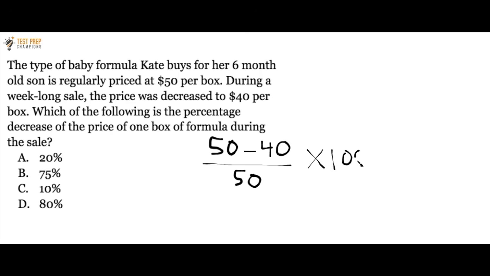Okay, so basically, again, we take the original price and subtract the new price. Then we divide by that original price, which was 50. And then we multiply by 100, and that gives us the answer. So this is how you would work your way through the question. Plugging this into your calculator simply gives us A as the answer. So A is the correct answer here.